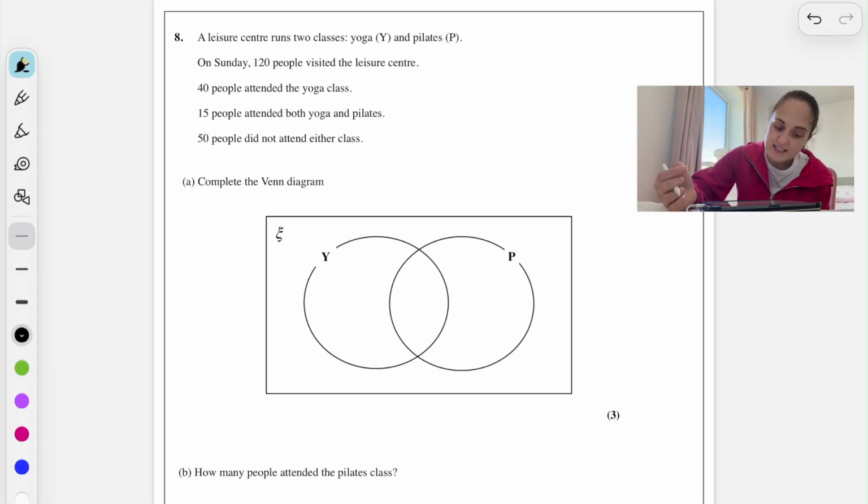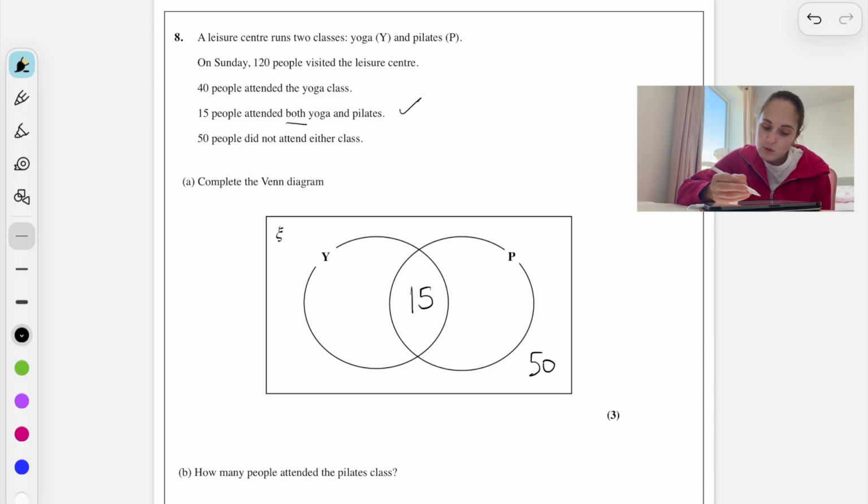This question here, it says a leisure centre runs 2 classes, yoga and Pilates. So on Sunday, 120 people visited the leisure centre, 40 people attended yoga, 15 attended both yoga and Pilates, and 50 people did not attend either class. So I'm going to fill in the information we have first. So 15 people like both. So I'm going to start off there, put 15 in the middle. It says 50 people did not attend either, so I can put that straight on the outside.